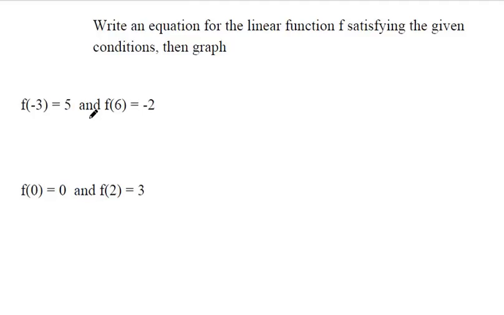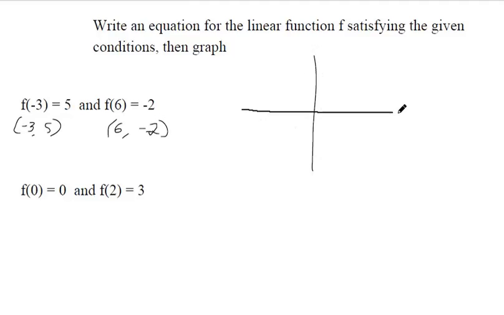So look, this is just function notation. Remember, it's usually f of x, but we replaced x with -3. So this is like a point. It's saying at -3, the corresponding y value is 5. Same thing over here. At +6, the corresponding y value is -2. So we actually have enough information to graph this function.